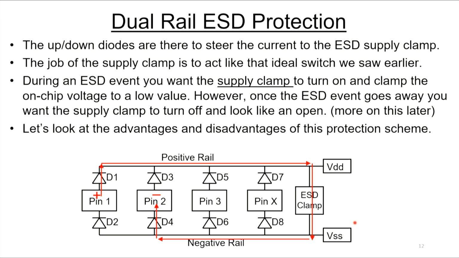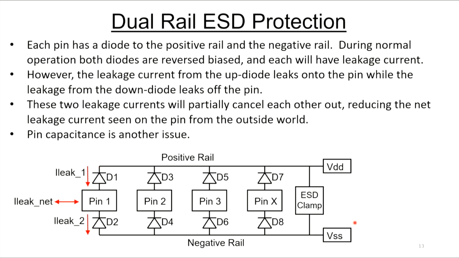Let's look at the advantages and disadvantages of this protection scheme. Each pin has a diode to the positive rail and the negative rail. During normal operation, both diodes are reverse biased, and each is going to have leakage current. However, the leakage current from this up diode leaks onto the pin, and the leakage current from the down diode leaks off the pin. So, it's not an exact cancellation, but to some degree, these two leakage currents somewhat cancel each other out, making the net leakage current contributed by the ESD protection seen from the outside world a little bit lower. So that's a good thing.